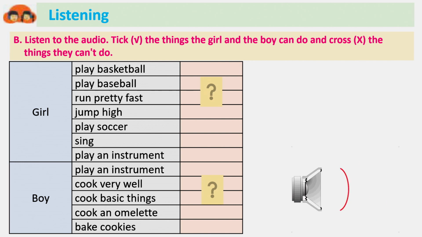Can you sing well? No, I can't sing at all. Can you play an instrument? No, I cannot play an instrument. No, I cannot play an instrument either. I have no talent in music.